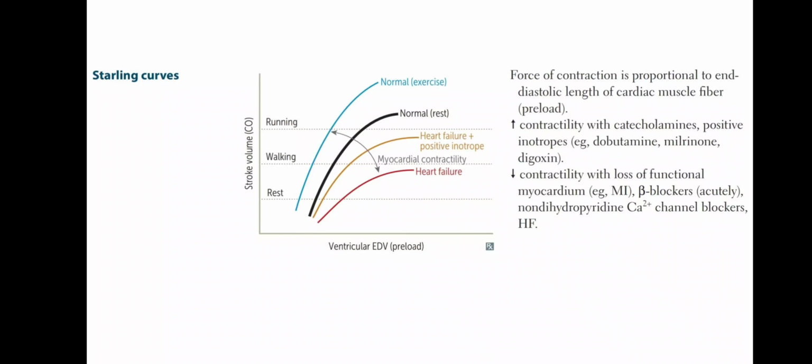Force of contraction is proportional to end diastolic length of cardiac muscle fiber, that is preload. There is increase in contractility with catecholamines and positive inotropes, for example dobutamine, milrinone, digoxin. There is decreased contractility with loss of functional myocardium, for example in myocardial infarction, beta blockers, non-dihydropyridine calcium channel blockers, and heart failure.